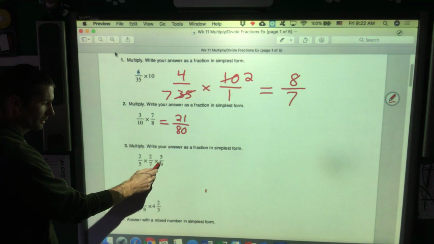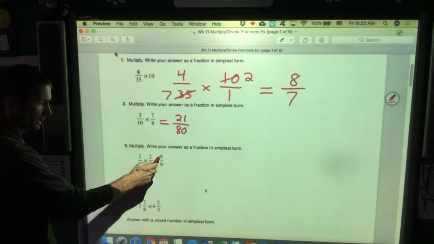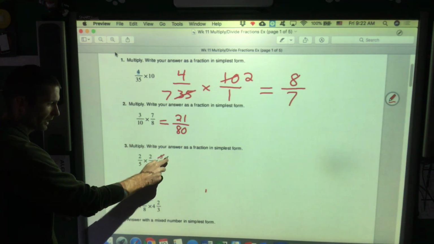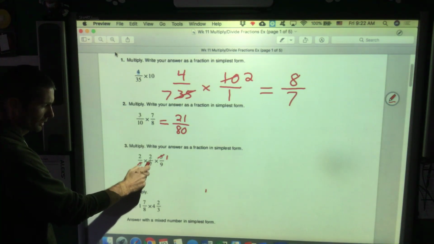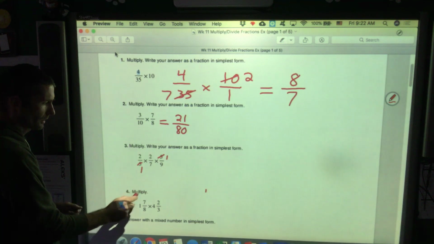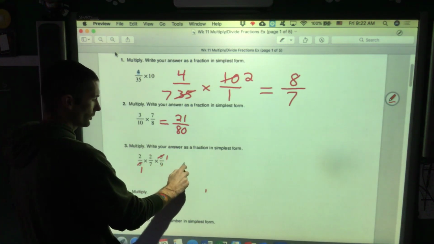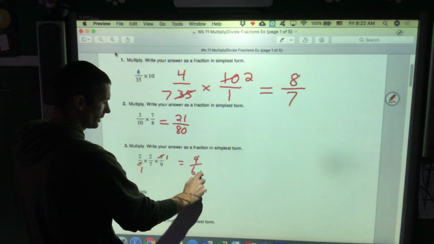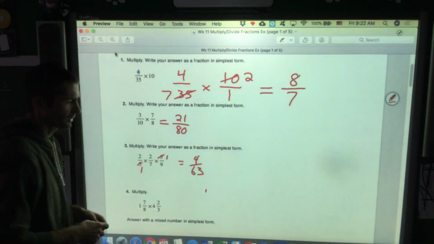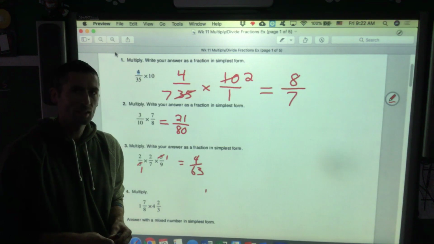Number 3, multiply. Write your answer as a fraction in simplest form. Look for things that we can simplify. Ooh, we got a 5 on top and a 5 on the bottom. We can divide both those by 5. We have 2 2's on top, but neither of these are even, so we can't do that. Okay, so 2 times 2 times 1 is 4. 7 times 9 times 1 is 63. So 4 over 63.